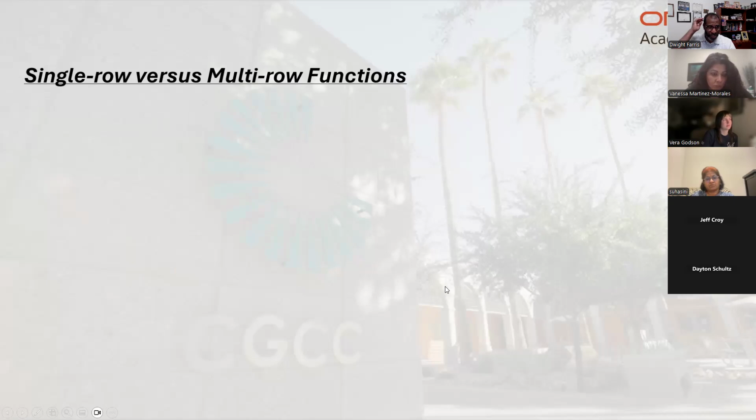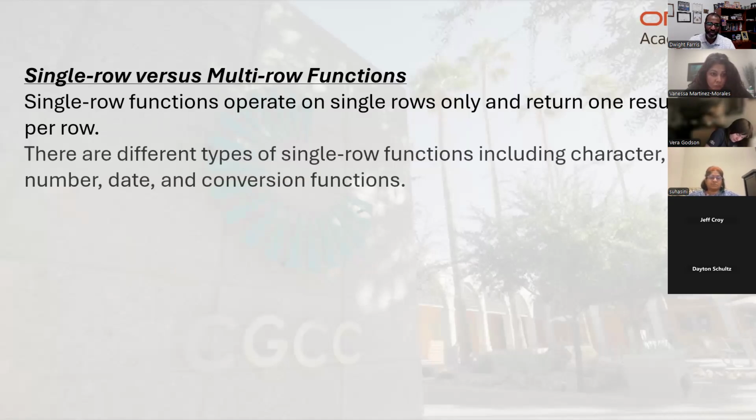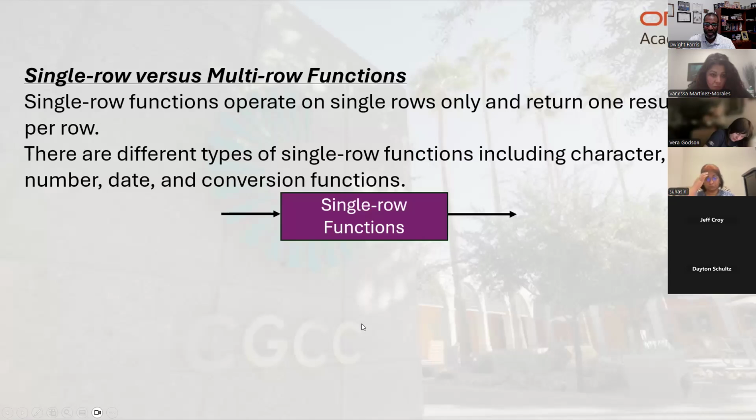So what's the difference between single row and multi-row? Single row functions operate on single rows only and return one result per row. One result per row. Remember that. And there are different types of single row functions, including character, number, date, and conversion functions. So one result per row.